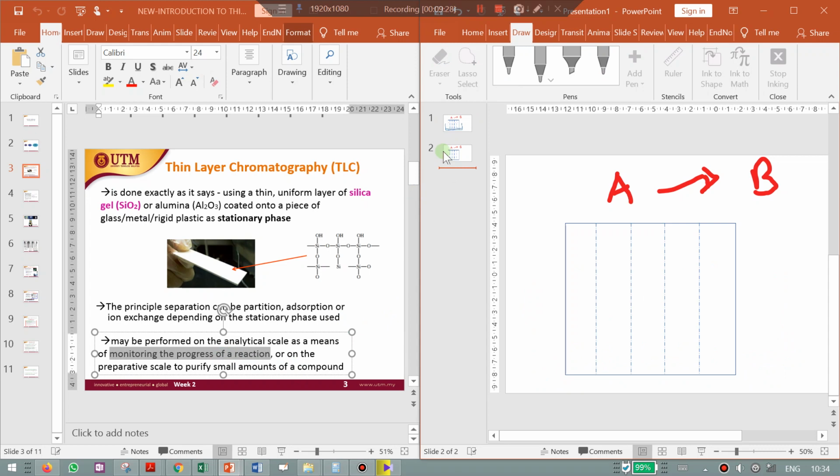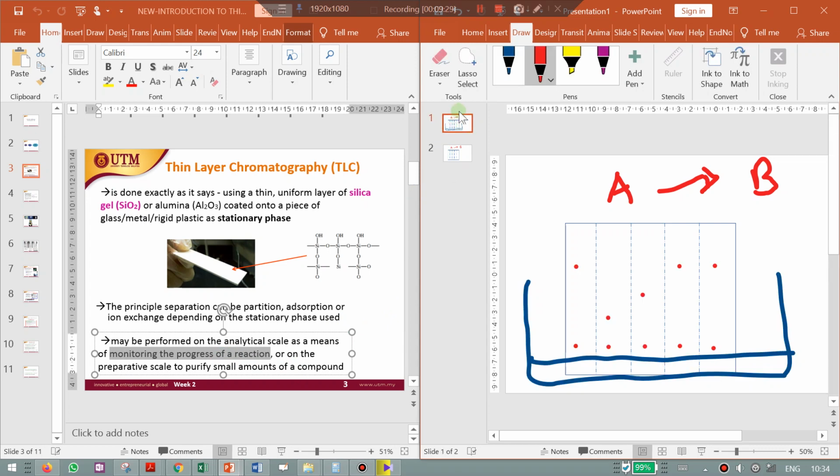Okay, on the second phase, the preparative scale, is to purify a small amount of compound. For example, you want to prepare A to B. We just use the same example here. For example, here is your standard.